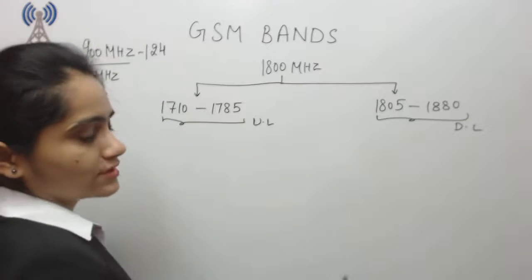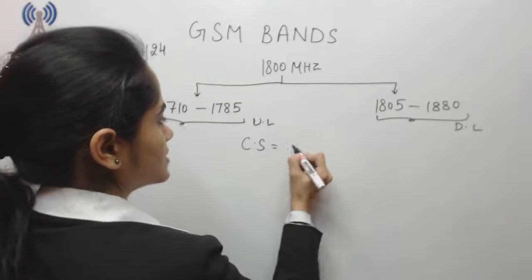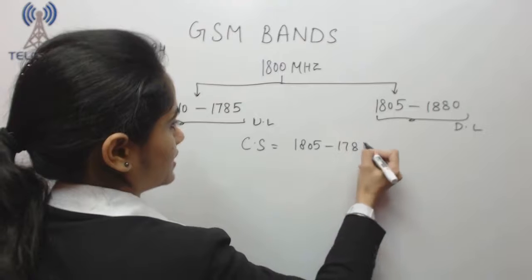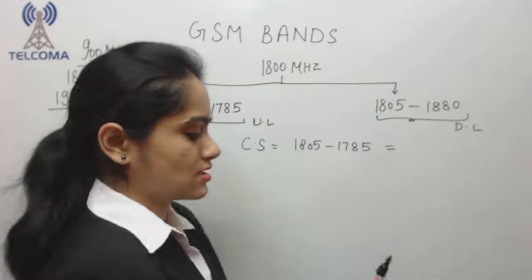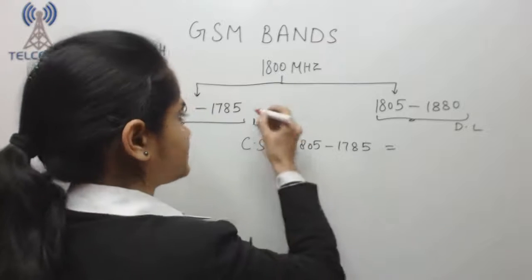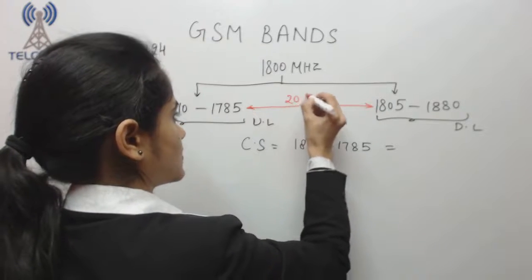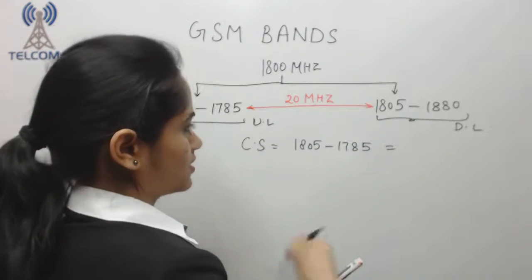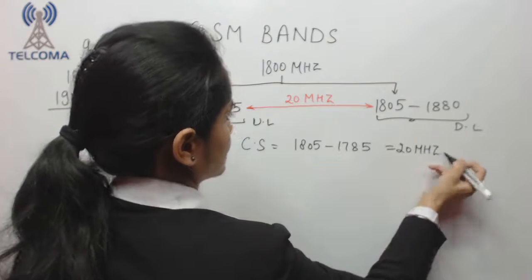Now we need to calculate the total spacing. So we have channel spacing, which is equal to 1805 minus 1785. Now here comes the number, so this is 20 megahertz. So we call this 20 megahertz my channel spacing.